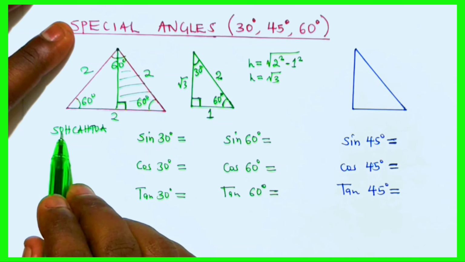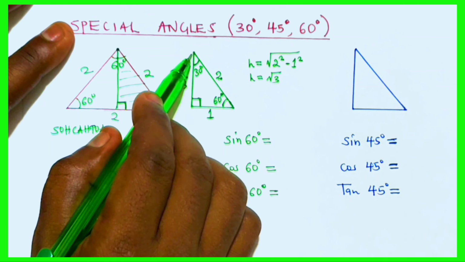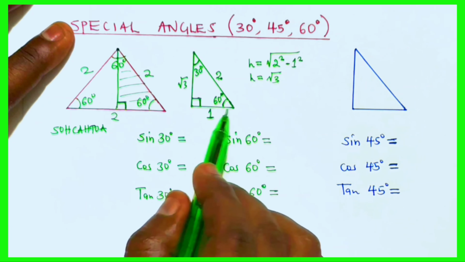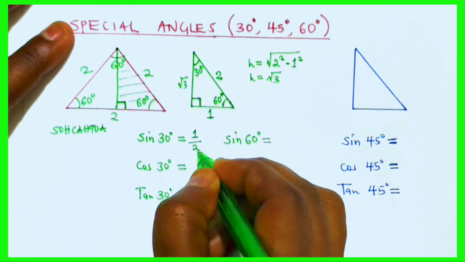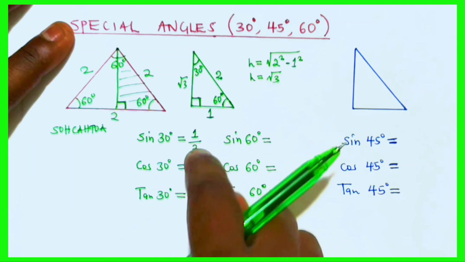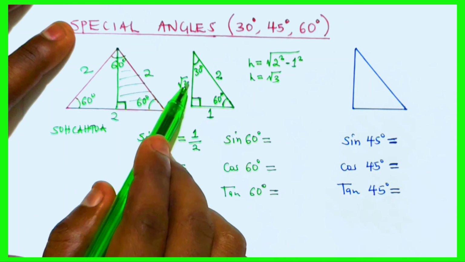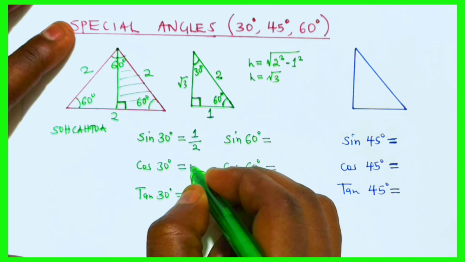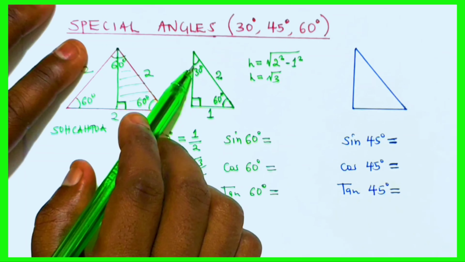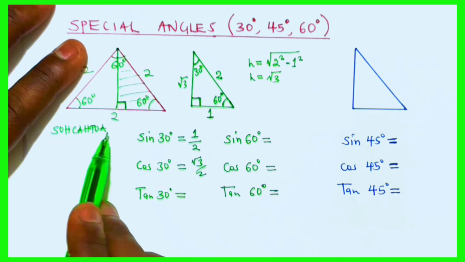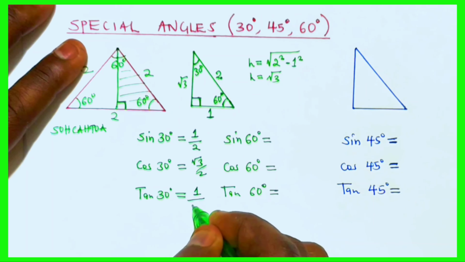We know that sine will be equal to opposite over hypotenuse. So the sine of angle 30, since this is its adjacent, the line on this other side will have to be its opposite. So it will simply be 1 over 2. That means opposite over hypotenuse. And then the cosine of the same angle will be adjacent over hypotenuse, so that will be root 3 over 2. And then the tangent of the same angle will be opposite over adjacent, so the opposite is 1, and then the adjacent is root 3.